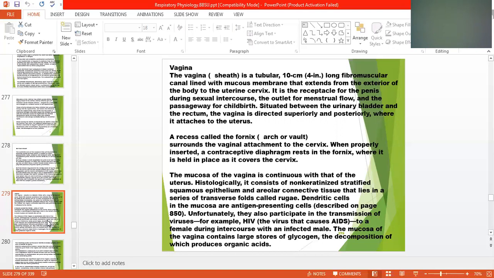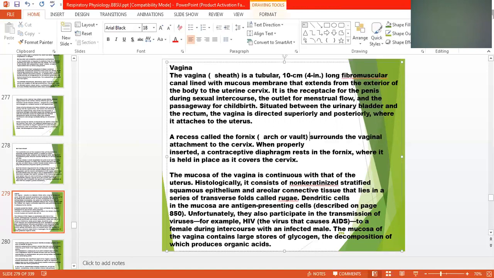Situated between the urinary bladder and the rectum, the vagina is directed upward, superiorly and posteriorly, where it attaches to the uterus. A recess called the fornix, an arch of wall, surrounds the vagina attached to the cervix. When properly inserted, a contraceptive diaphragm rests in the fornix, where it is held in place as it covers the cervix.